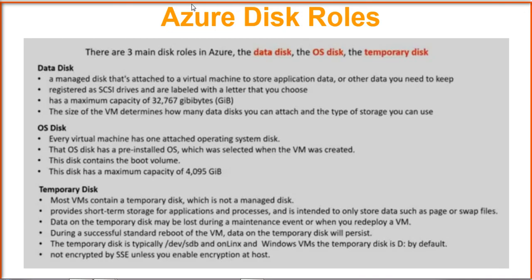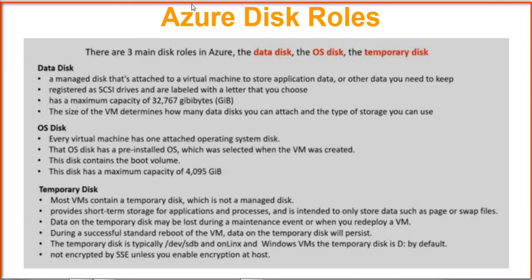The managed disk that's attached to a virtual machine to store application data or other data you need to keep, those disks are called data disks. So we attach this disk to store application data and other data. It is registered as SCSI drives and is labeled with a letter that you choose. So we can format this, we can give any letter to this drive and you can use the data disk.